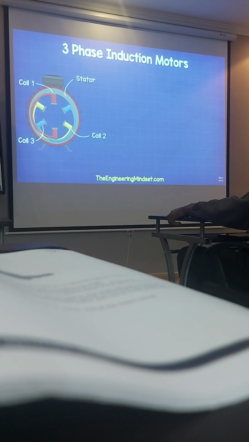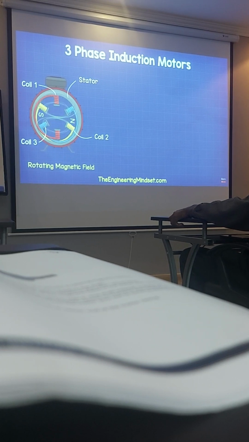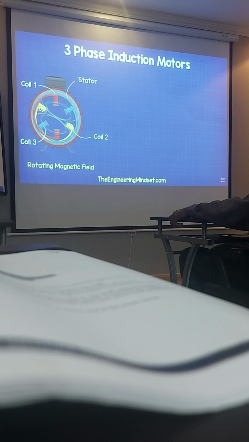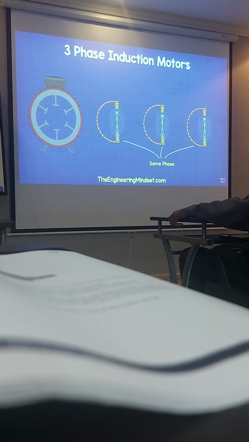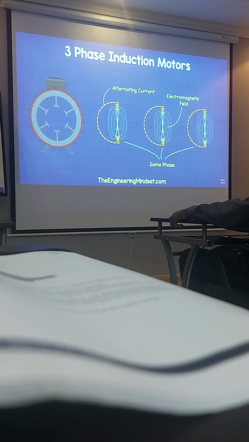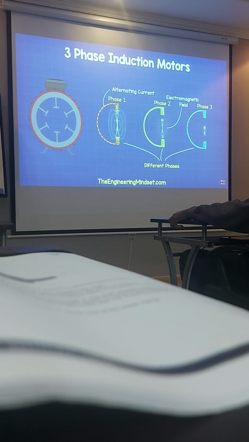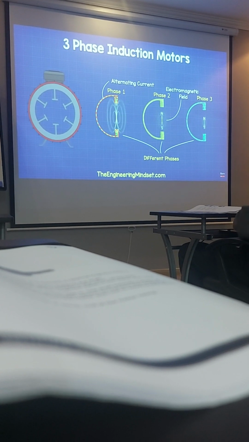Inside the induction motor, we have three separated coils which are used to produce a rotational electromagnetic field. When we pass an alternating current through each coil, the coils will produce an electromagnetic field which changes in intensity as well as polarity as the electrons change direction. But if we were to connect each coil to a different phase, then the electrons in each coil will change direction at a different time.